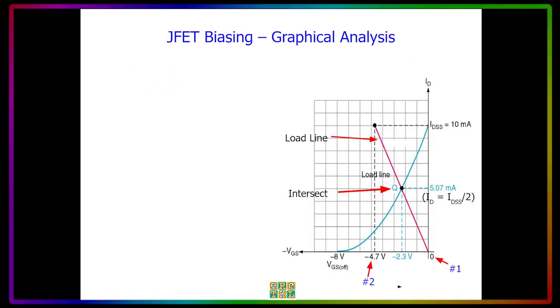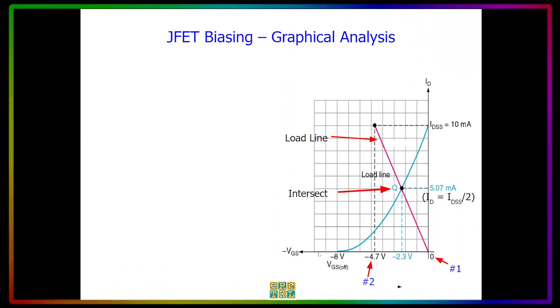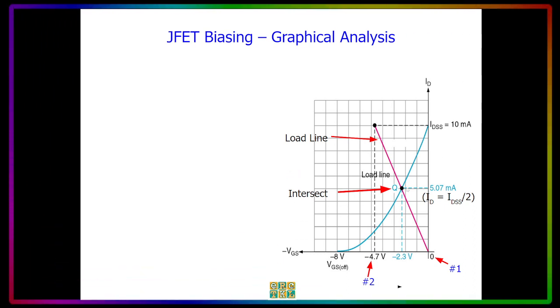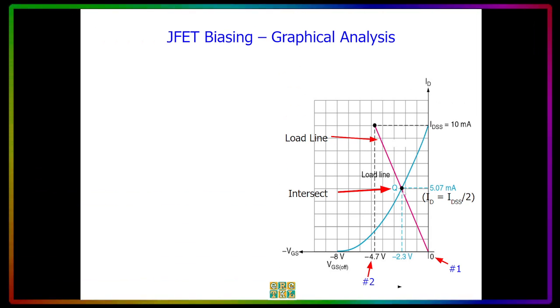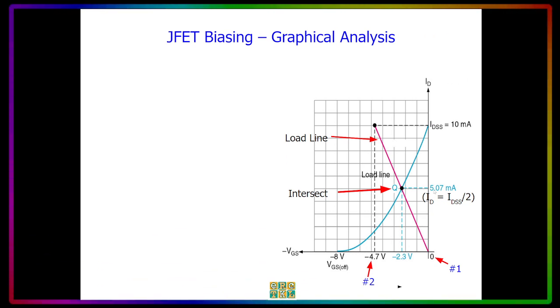Now, for graphical analysis, you will see here on the x-axis negative VGS and the y-axis ID. At the highest point of the curve, we call this the IDSS. Let's say this is 10 milliamperes. And in the middle part, we call this the Q point. Let's make it around 5 or 5.07 volts here. This is the Q point. And then if you take the middle point of this, that's at around 2.3 volts negative and 5.07 milliamperes here.